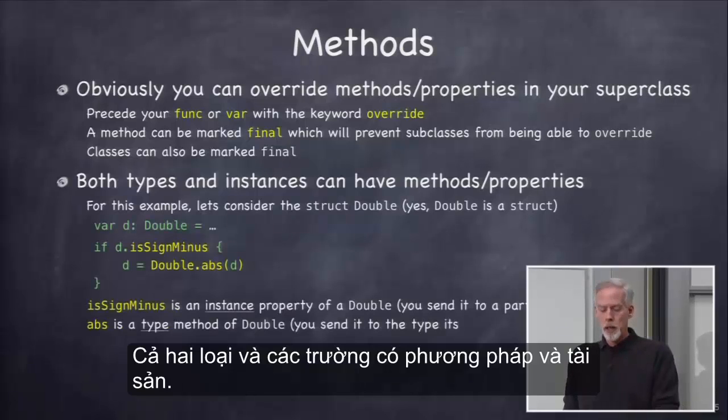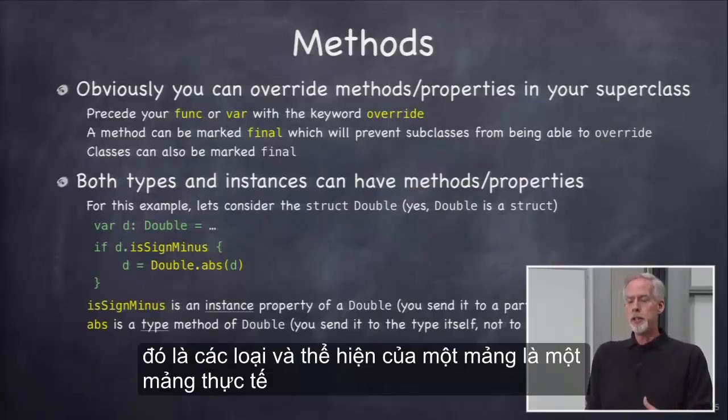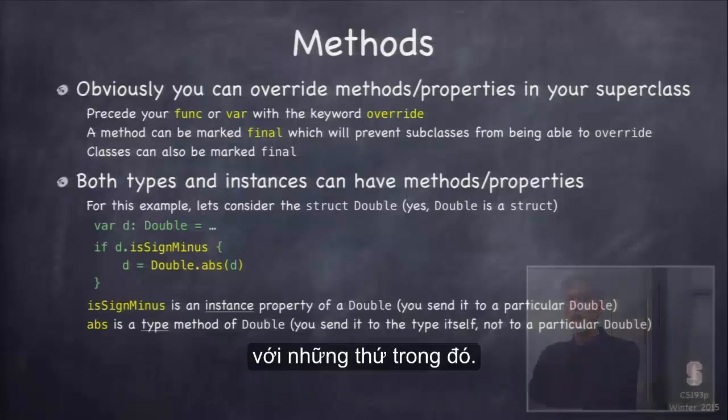Both types and instances have methods and properties. So a type is like array, that's the type. An instance of an array is an actual array with things in it, okay?